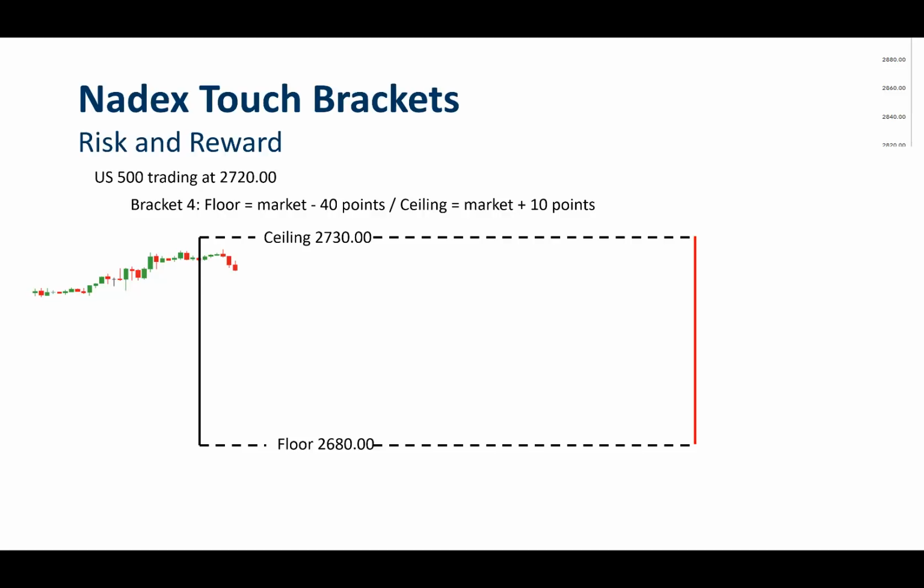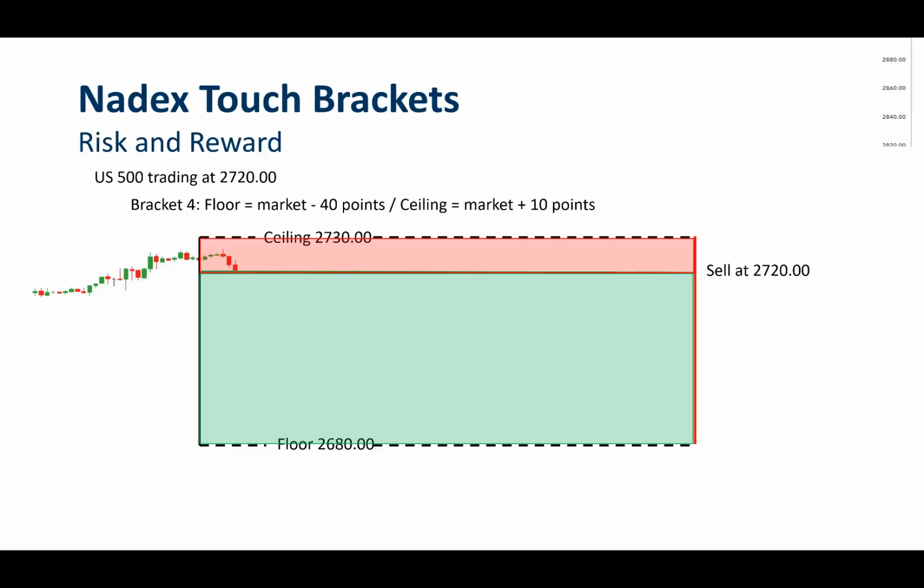We have our box, which represents our full week-long touch bracket. If we're selling at $27.20 at the beginning of the week, for a seller, our maximum risk is the difference between our sell price and the ceiling. In this case, it's 10 points. On the US 500, 10 points represents $100. Our total potential return, represented by the green area, is 40 points, or $400.